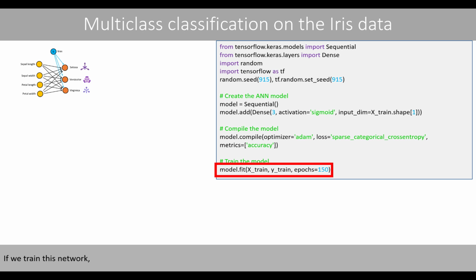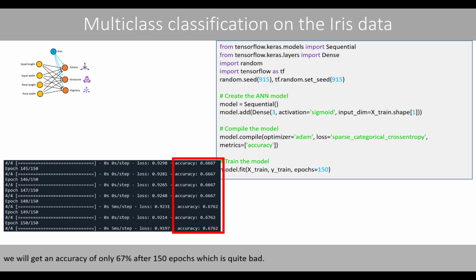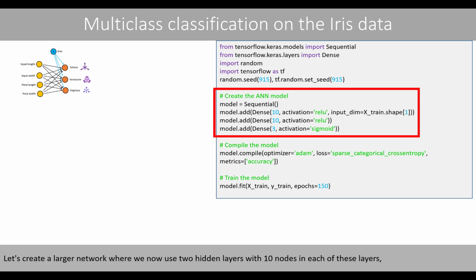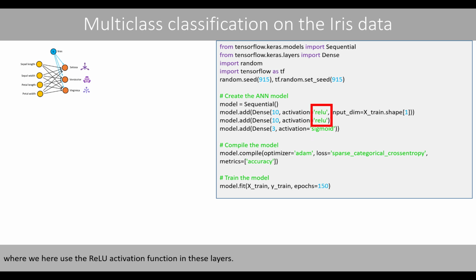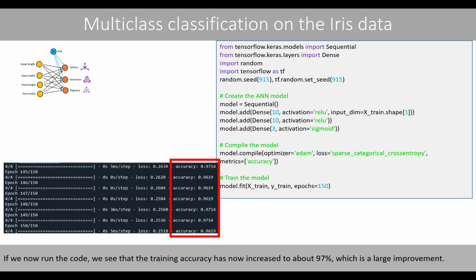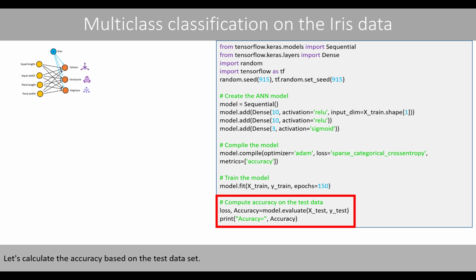If we train this network, we will get an accuracy of about 67% after 150 epochs, which is quite bad. Let's create a larger network where we now use 2 hidden layers with 10 nodes in each of these layers. We will here use the ReLU activation function in these layers. If we now run the code, we see that the training accuracy has now increased to about 97%, which is a large improvement. Let's calculate the accuracy based on the test dataset.